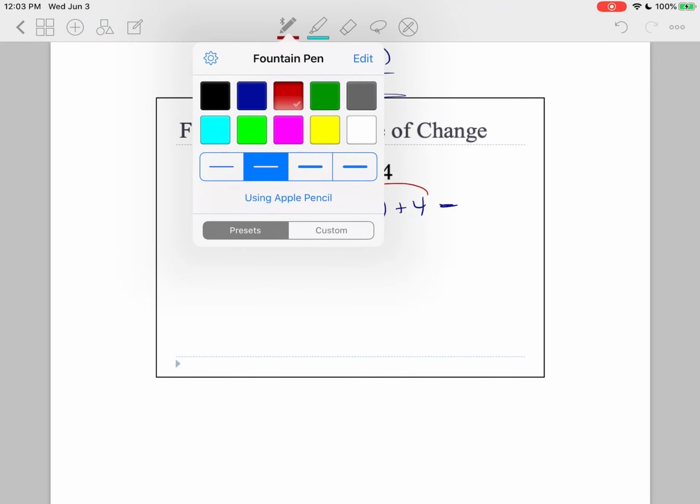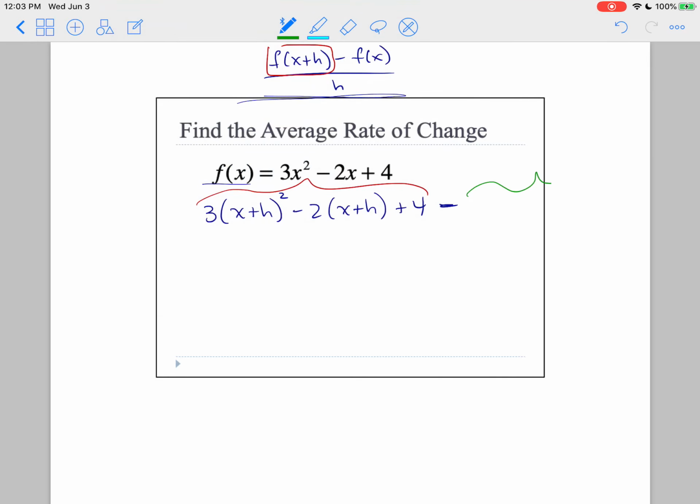Now I'm going to do f of x. Notice I have the subtraction in between. So f of x is just 3x squared minus 2x plus 4. Because I'm substituting it in, I put it in parentheses. I should technically put this in parentheses as well, but the parentheses in the first term are just not as important. And then this is all divided by h.